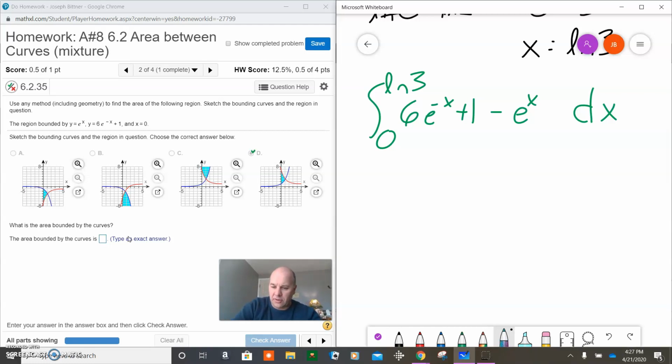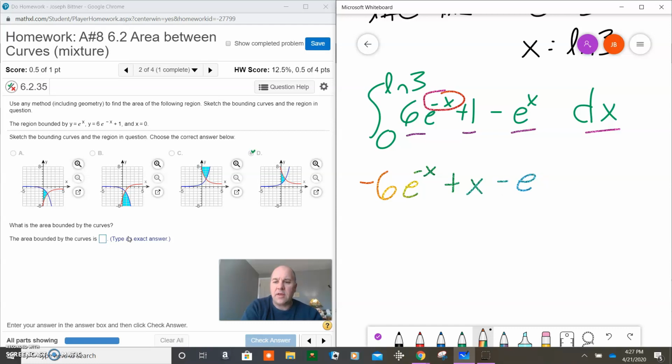I'm actually going to switch colors here. I'm going to go with the rainbow color. I'm going to take the antiderivative of each one. Just do take note, it's with respect to x. And so this first expression, I almost have to do like a u substitution. So this will turn into negative 6e to the negative x plus x, and then negative e to the x.